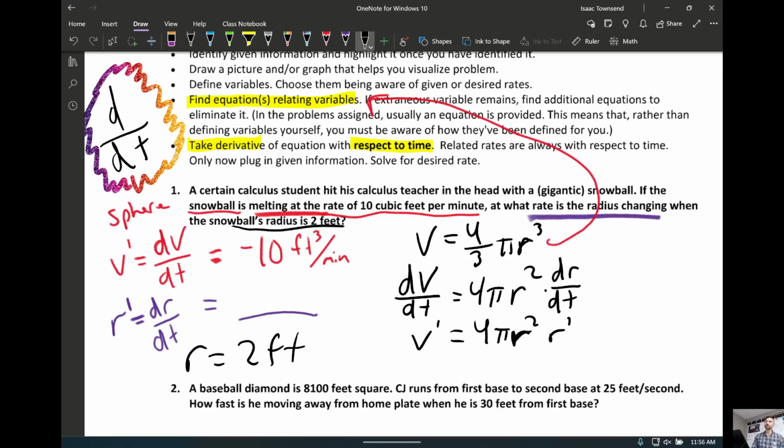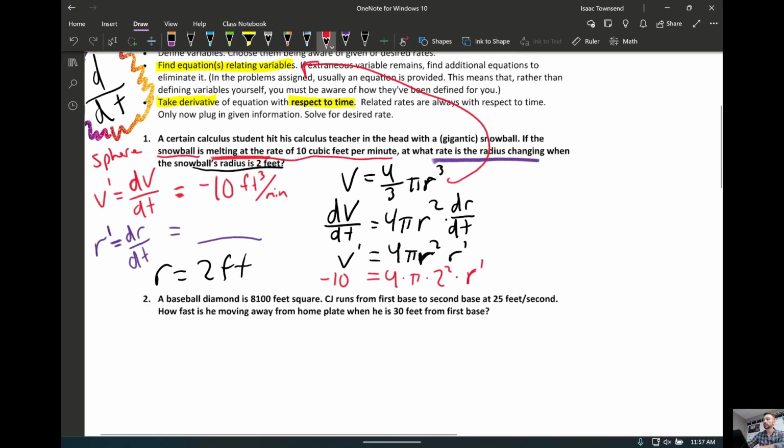So in some questions, you're going to have all the information you need. We're going to plug in. They gave me v prime is negative 10. They gave me r is 2, and they want me to find r prime. Well, once I plugged in the stuff given to me, it looks like I have everything except for what the point of the question was.